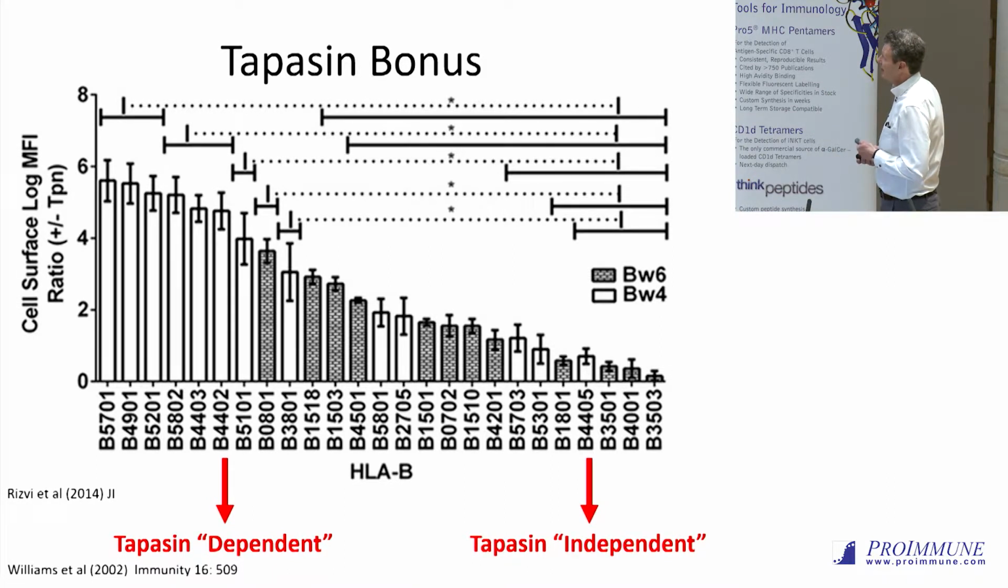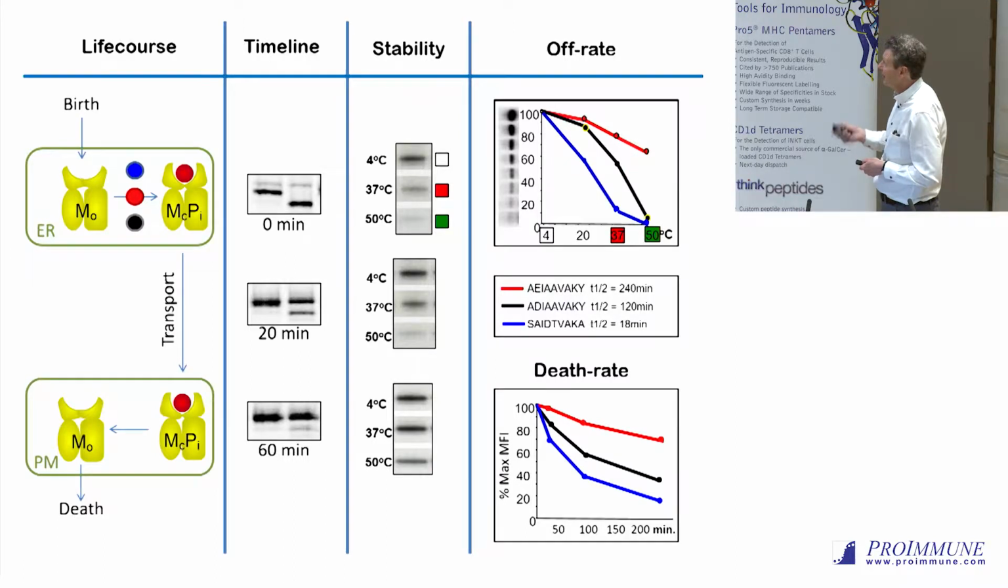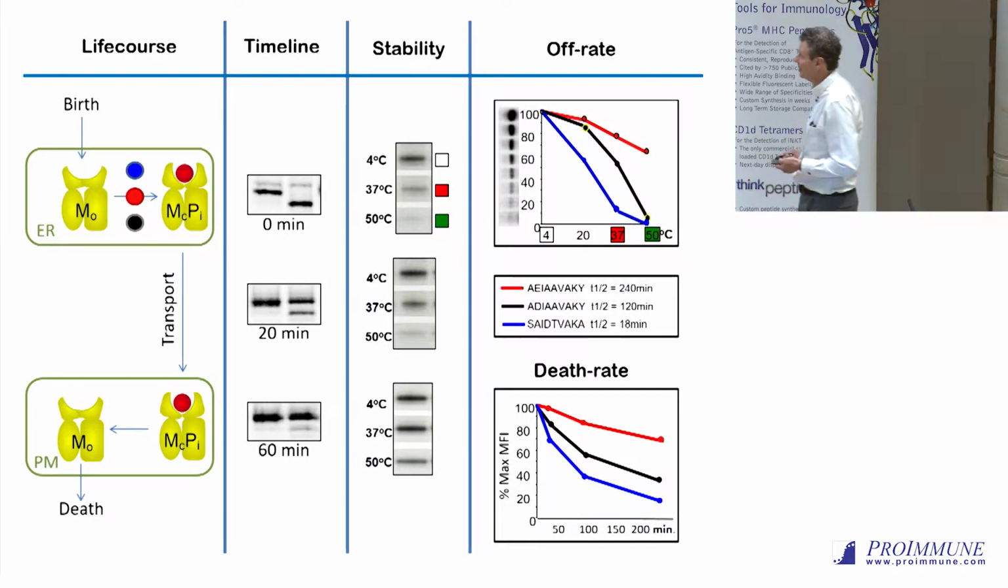So we showed this first using 2 HLA-B alleles, subtypes of HLA-B44, B4402 and B4405. 4402 is very dependent on tapasin for presentation. 4405 is relatively independent of tapasin. And we showed it using a cellular biochemistry approach.